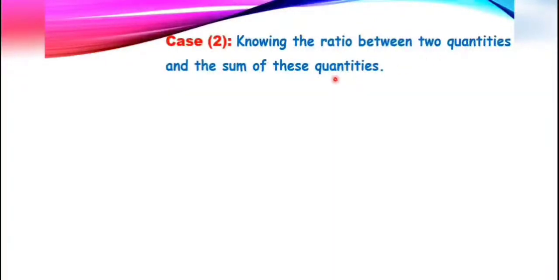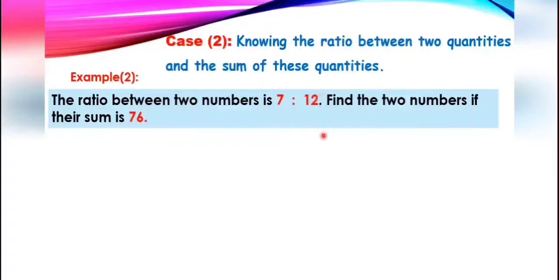So, what about case 2? Knowing the ratio between two quantities and the sum of these quantities. As we said, in every case you will find the ratio between the two quantities. In this case, case 2, you will find the sum of these quantities. Let's see an example to make it more clear.